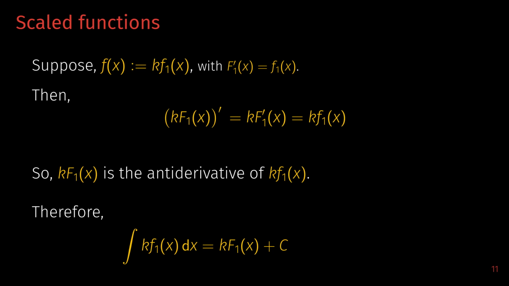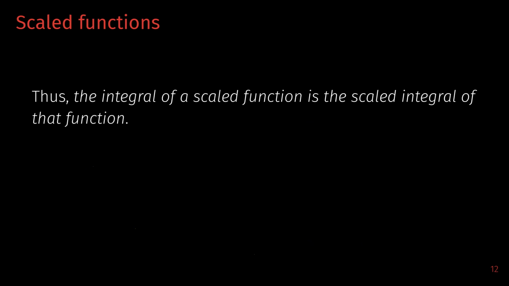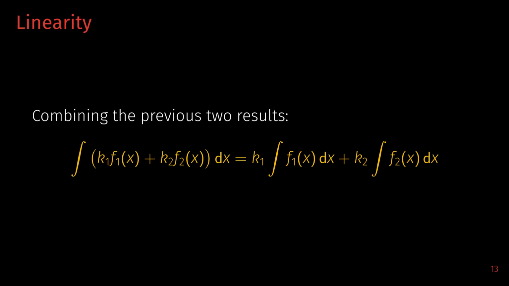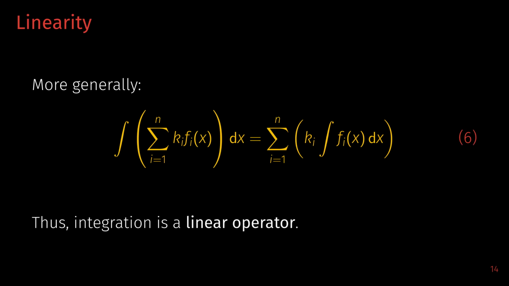And we know that uppercase F1 is just the integral of lowercase f1, meaning that we can rewrite this as k times the integral of lowercase f1. This means that the integral of a scaled function is the scaled integral of that function, with the constant of scaling remaining the same. This is illustrated in this equation right here. When we combine these two results, that is the integration of sums of functions and scaled functions, we find that the linear combination of two functions integrated is just a linear combination of the integrals of those two functions. We can extend this to a linear combination of any number of functions, just like with the derivatives. This means that integration is a linear operator.